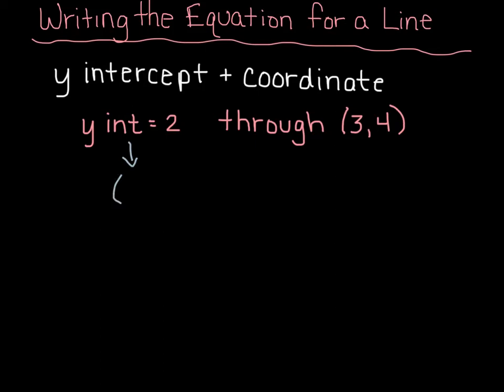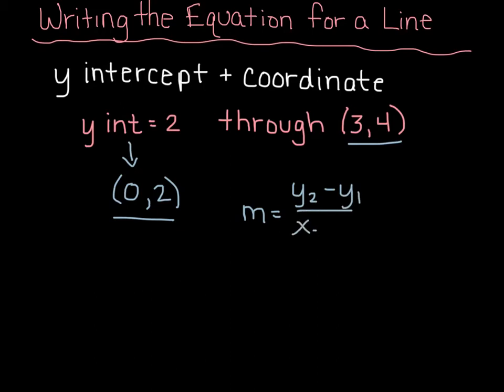And if it's the y-intercept, that means I want the number in the y spot and I want a 0 in the other spot. So now I've got two coordinates on the line, (0, 2) and (3, 4), and I can use the two coordinates to find the slope. So I can say m equals y2 minus y1 over x2 minus x1.